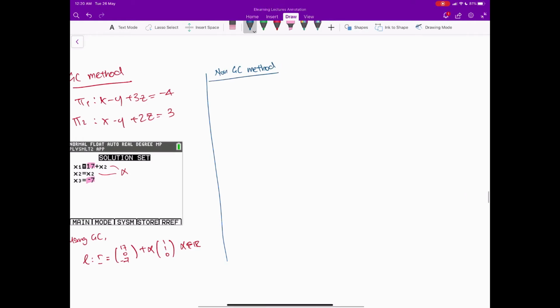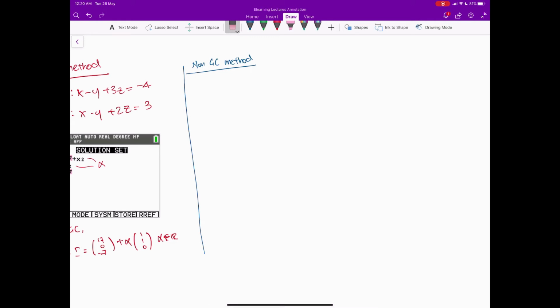Okay, so very quickly, I'm just going to try to draw this out. See whether you can visualize or not. Let's say this is my plane 1, and this is my plane 2. Plane 1 normal is this, N1. Plane 2 normal is this, N2. When you cross N1 and N2, you will get a vector that is perpendicular to both N1 and N2.